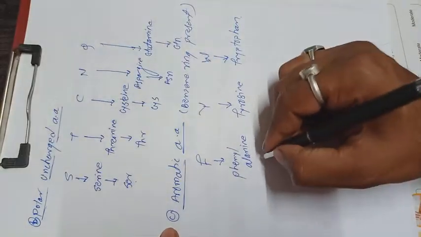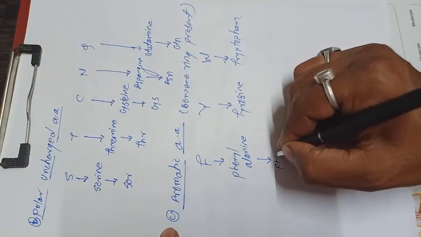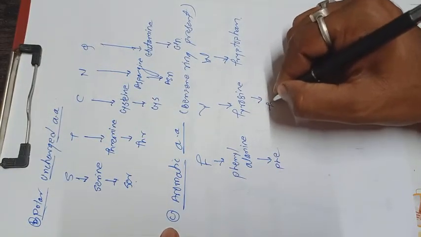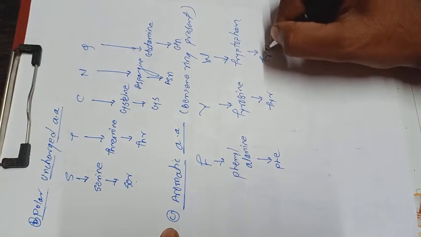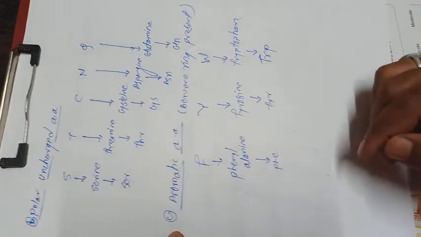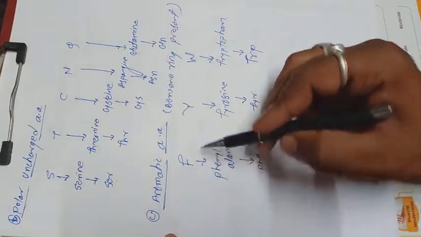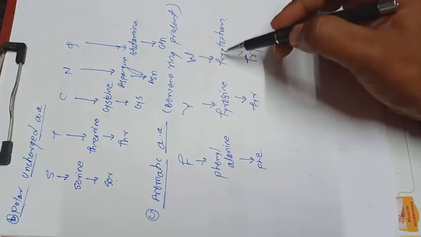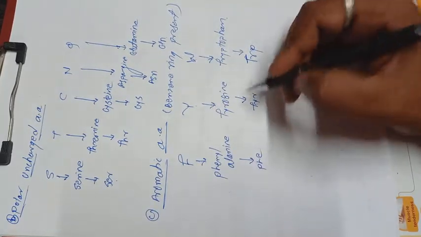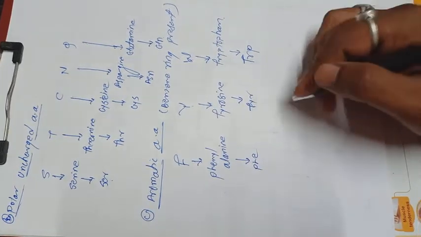So phenylalanine, that is a 3-letter code, PHE, TYR, and TRP, that is tryptophan. So the specific FYW: F phenylalanine, Y tyrosine, W tryptophan. PHE, TYR, and TRP. These are the 3-letter codes.